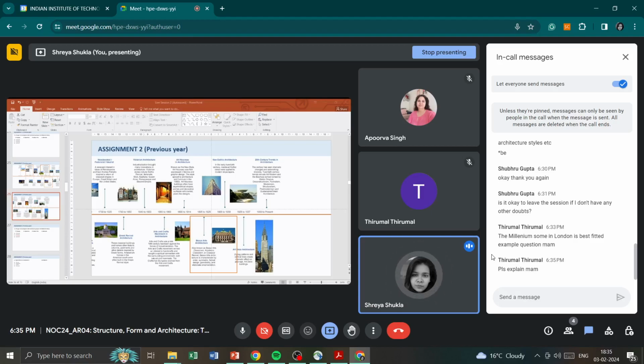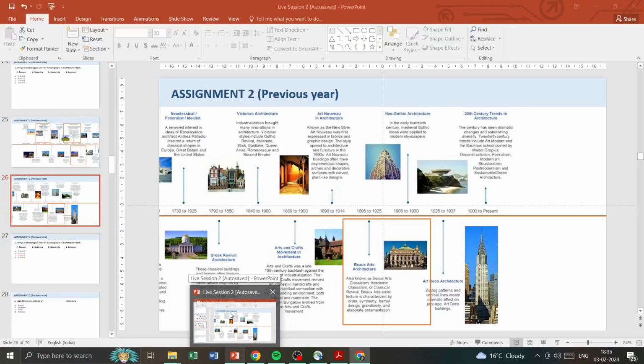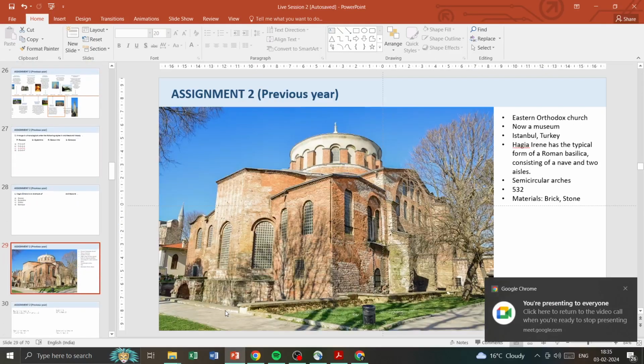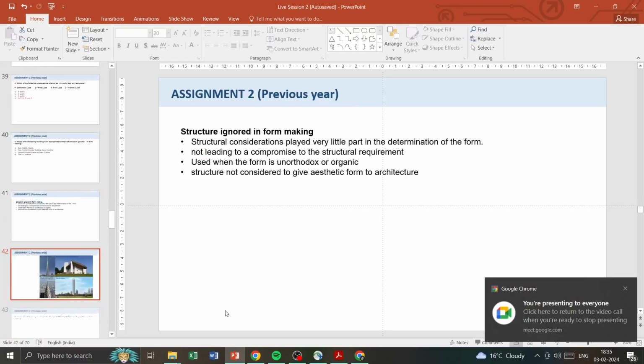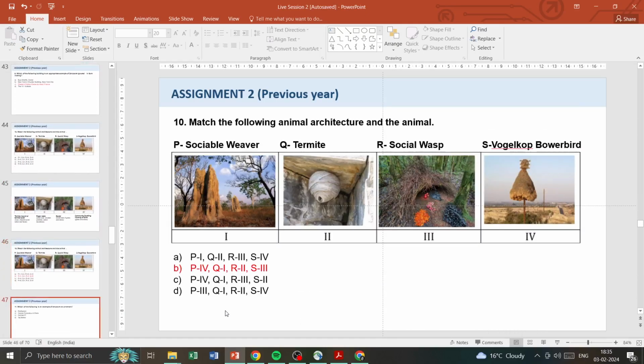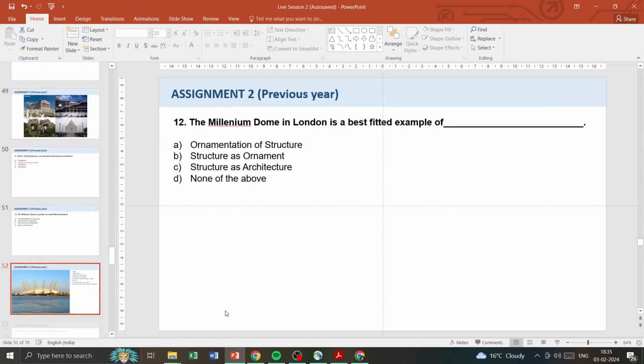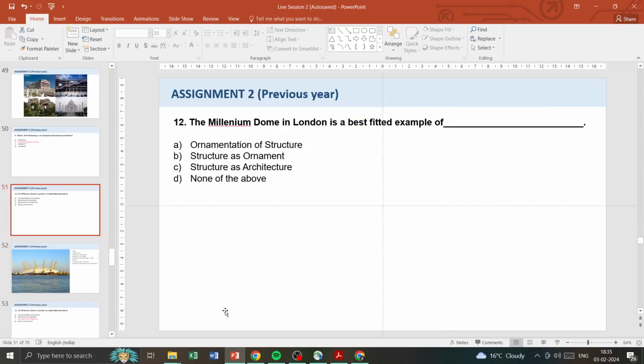Yeah, I'll explain the Millennium Dome question again, Thirumal. I hope I was able to explain. So the question was that Millennium Dome in London is best fitted example of what?